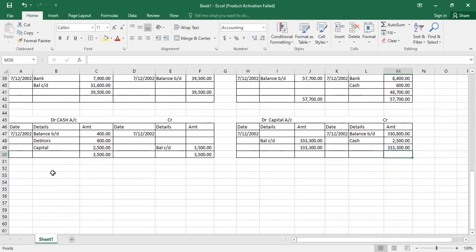So balance sheet is called statement of financial position, as at 7th December 2002. So how do we prepare the balance sheet?